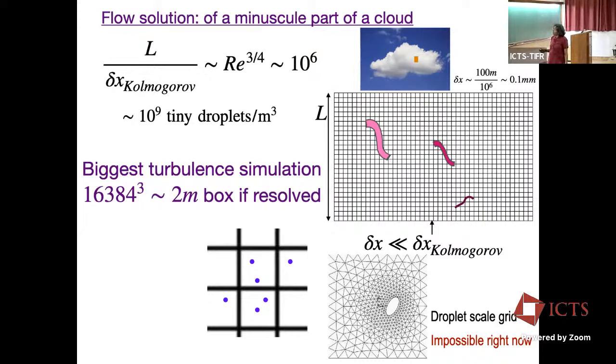Now, even if I put all 16,000 boxes here to solve for the flow, these grids are so big compared to the droplets. There's no way I can put a grid around each droplet and give the boundary conditions there and things like that. So the moral is that we can't solve it by brute force on a computer. We have to use brains to simplify the problem. And I'll just give you one example of what we simplified.